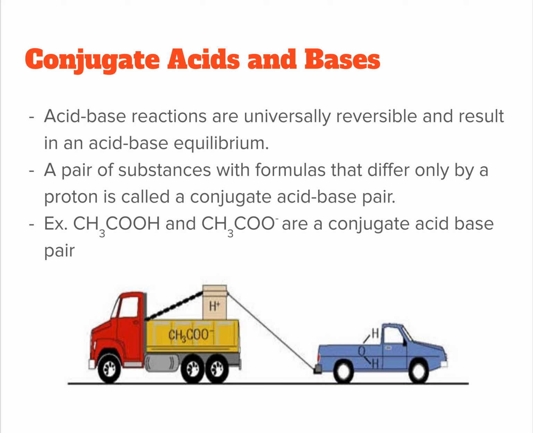So if you want to take a look at water, a common conjugate acid-base pair for water would be the water molecule and the hydronium ion. Or you could also make a conjugate acid-base pair out of the water molecule and the hydroxide ion. But you could not make a conjugate acid-base pair out of hydronium ion and the hydroxide ion because they're separated by more than one proton.